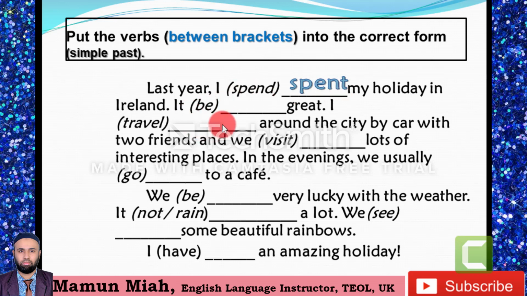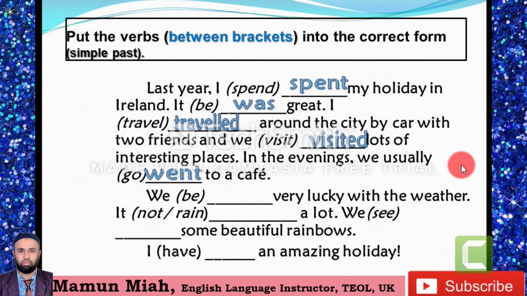And the next one, it was great. Be, right? In past form, what would be the form? Be, was, and were. And it is singular form, that is why the verb will be singular. That means was. And the next one, I traveled. This is what? Regular verbs, because the verb ends with the sound d. Around the city by car with two friends and we visit, and that would be visited.